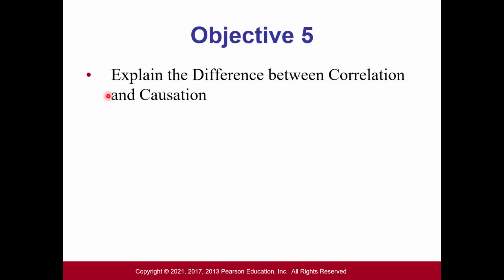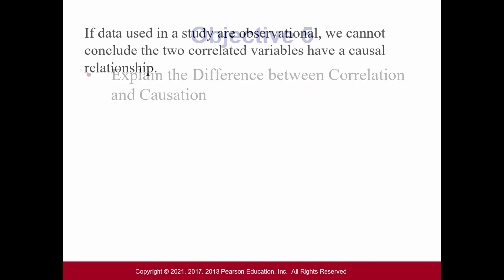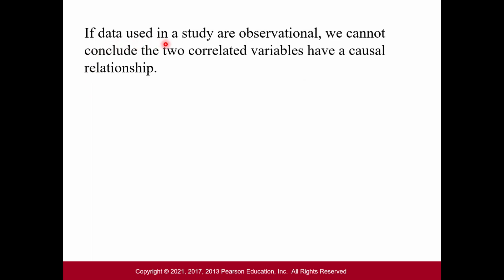Our last objective, we want to explain the difference between correlation and causation. So if data used in a study are observational, we can't conclude two correlated variables have a causal relationship. Remember, we talked about this. We can only talk about association for our observational studies.